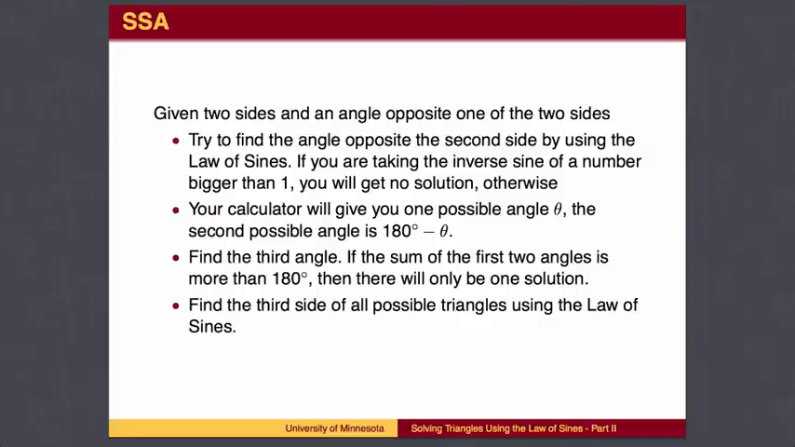When using the second quadrant angle, the sum of the first two angles may already be more than 180 degrees, in which case you will only have the one solution. You may also get a second solution from the second quadrant angle.